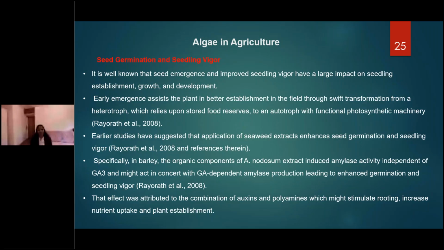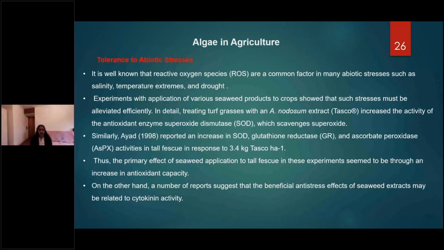So these seaweed extracts also play an important role in tolerance to abiotic stress and global warming. These abiotic stresses or biotic stresses are happening in agricultural crops.